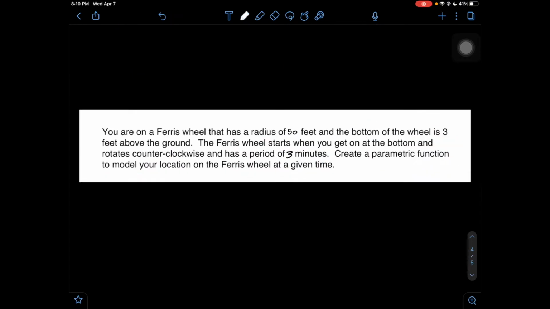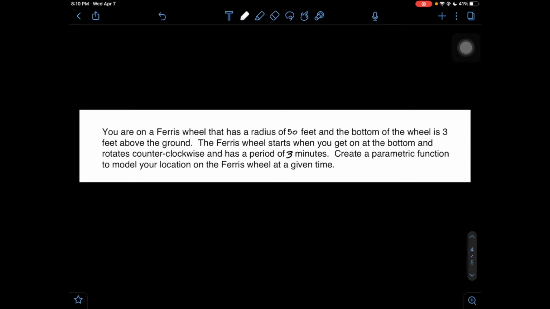And the last question for this video, it tells us that we are on a Ferris wheel that has a radius of 50 feet, and the bottom of the wheel is 3 feet above the ground. The Ferris wheel starts when you get on at the bottom and rotates counterclockwise, and has a period of 3 minutes. Create a parametric function to model your location on the Ferris wheel at a given time.